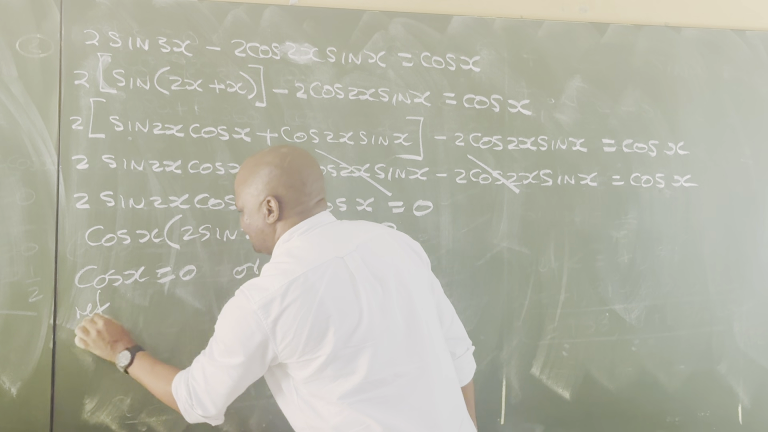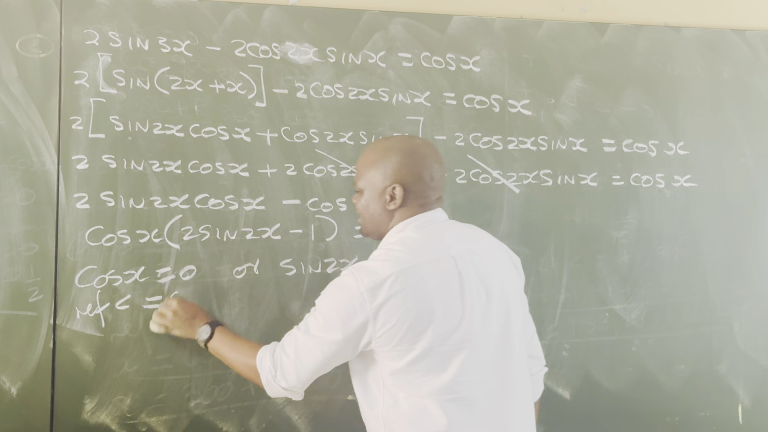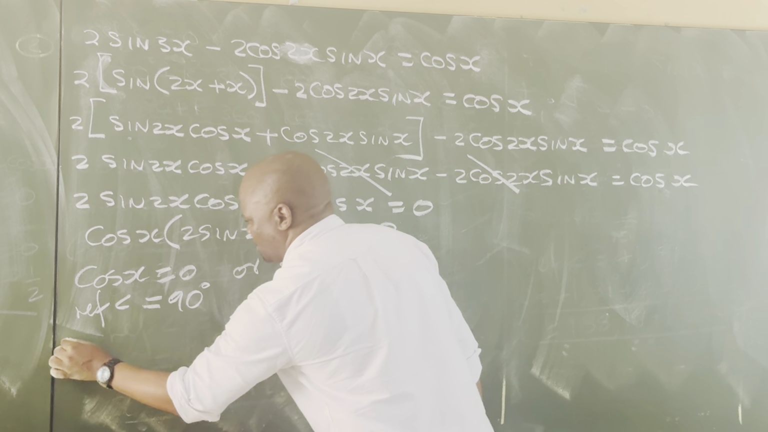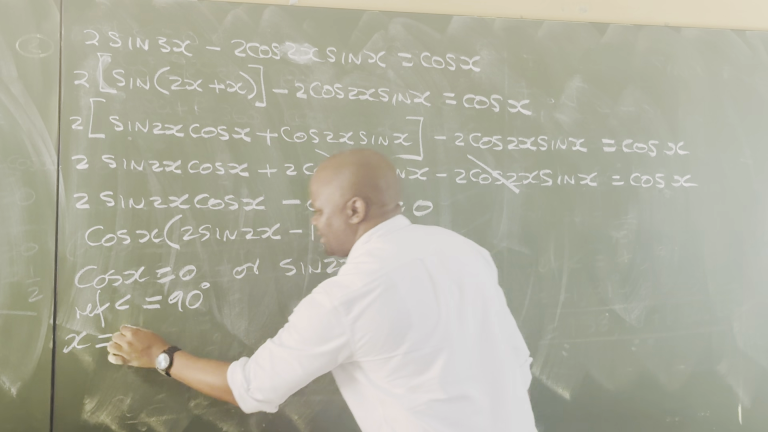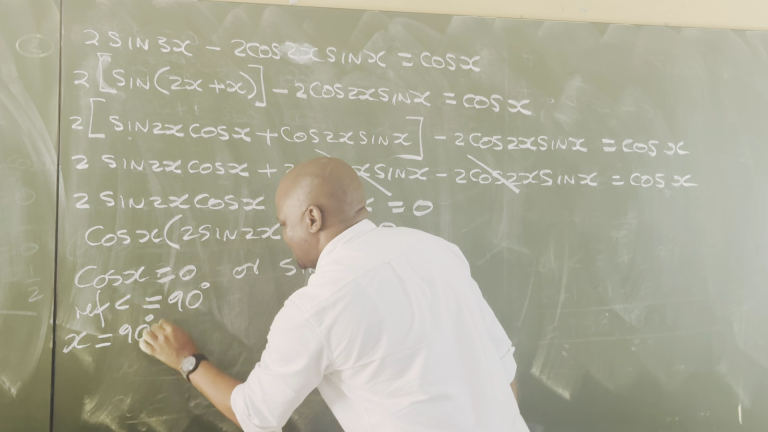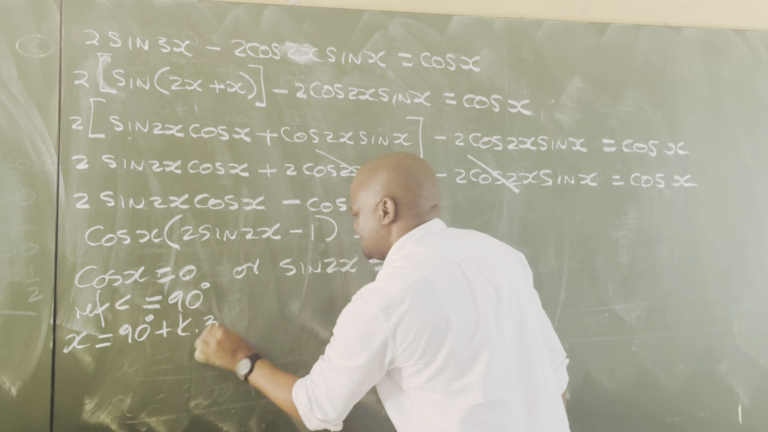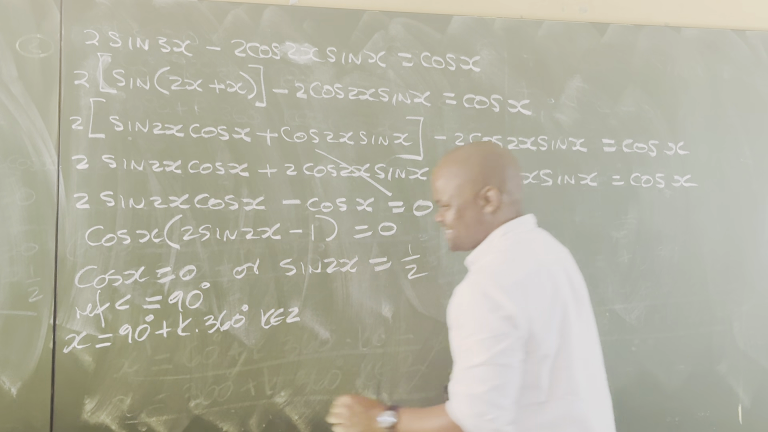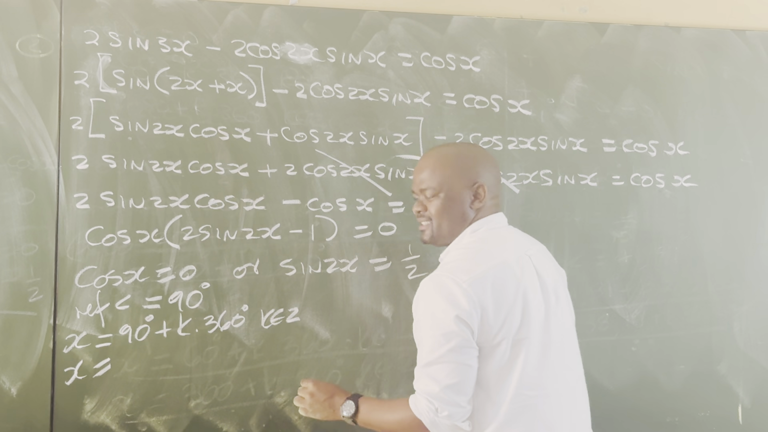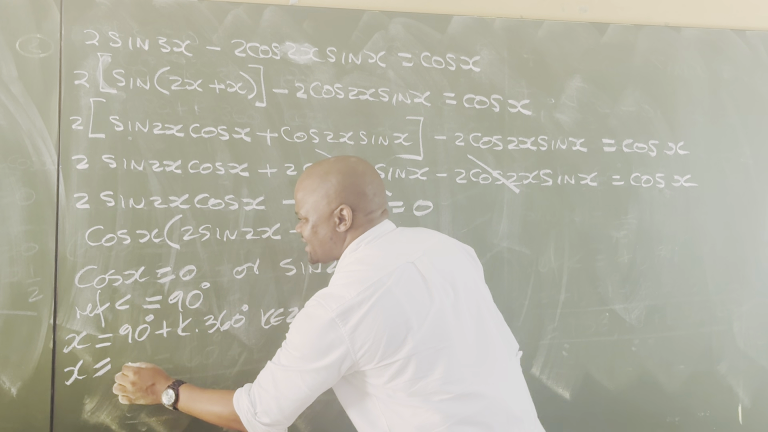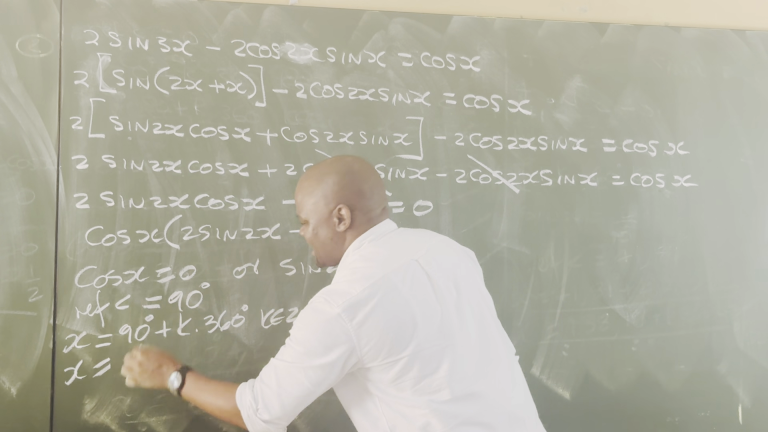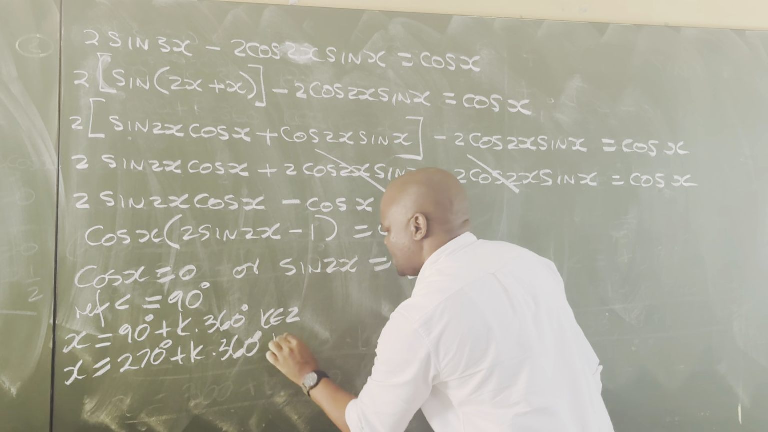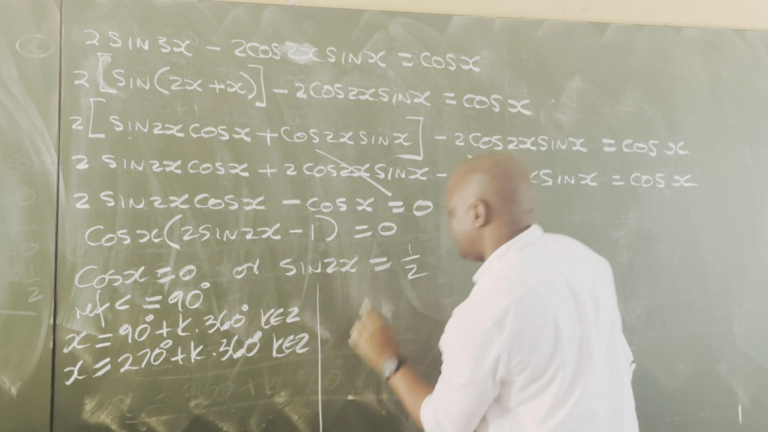So the reference angle is going to be 90. The reference angle is 90. So we treat 0 as positive, which means first quadrant we will have 90 plus k times 360, where k is an element of integers. Then our second solution will be 270, because we say 360 minus 90. So it's 270 plus k times 360, where k is an element of integers.